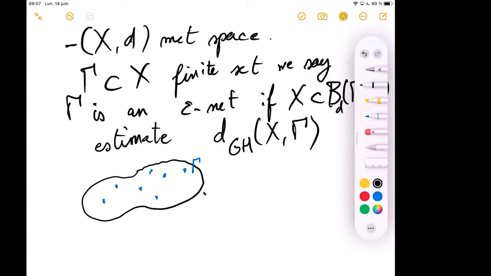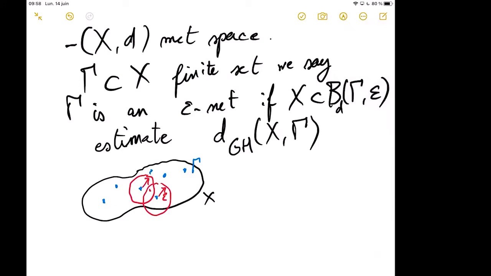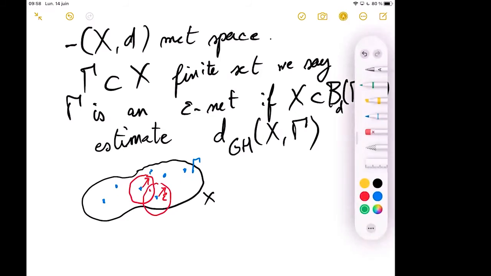So this is gamma, this is x. And so we have epsilon here. And so those balls of radius epsilon cover all of x. And so each point in x, to build an epsilon isometry from x to gamma, you just build some kind of projection. You send each point in x to some point in gamma which is at distance at most epsilon.